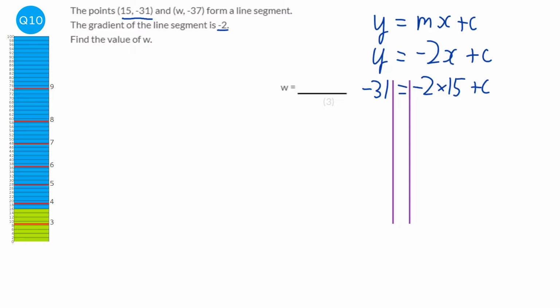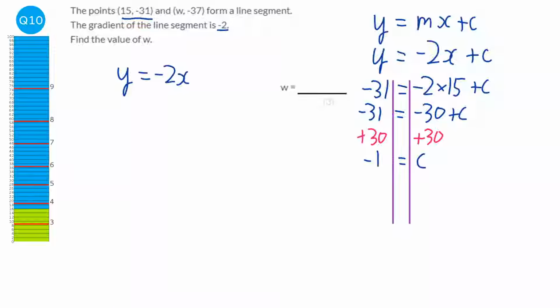And we're going to use this to solve and find out what c is. So first thing I'm going to do is just tidy this up. -2 times 15 is -30, so -30 plus c. And I'm just going to add 30 to both sides to get c on its own. So that would be -1 equals c. So c is -1. So we now know that the equation is y equals -2x minus 1. And we're told that the y is -37, and we're looking for the x value, which they've called w.